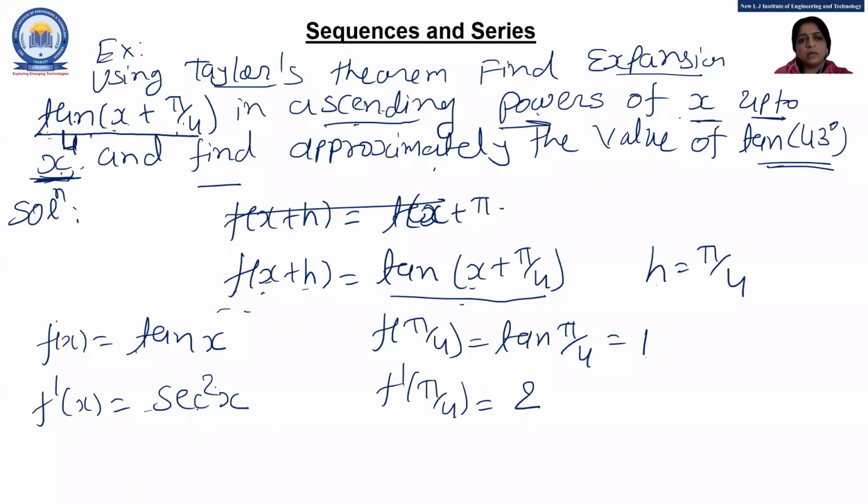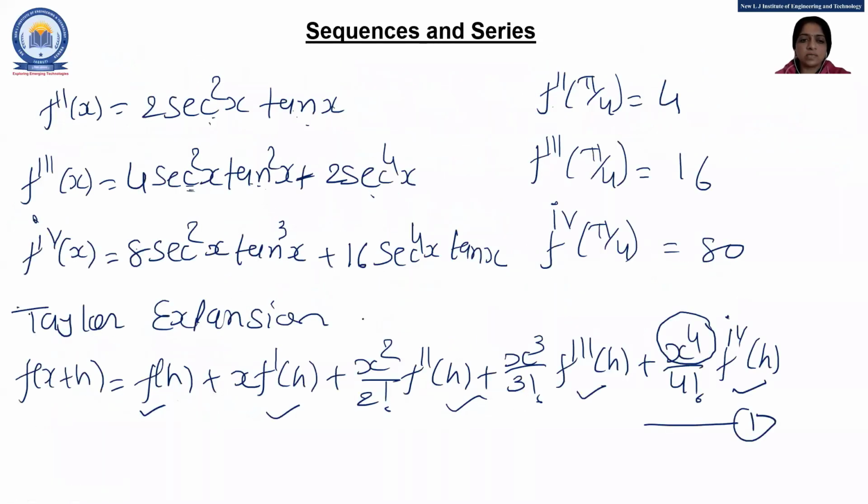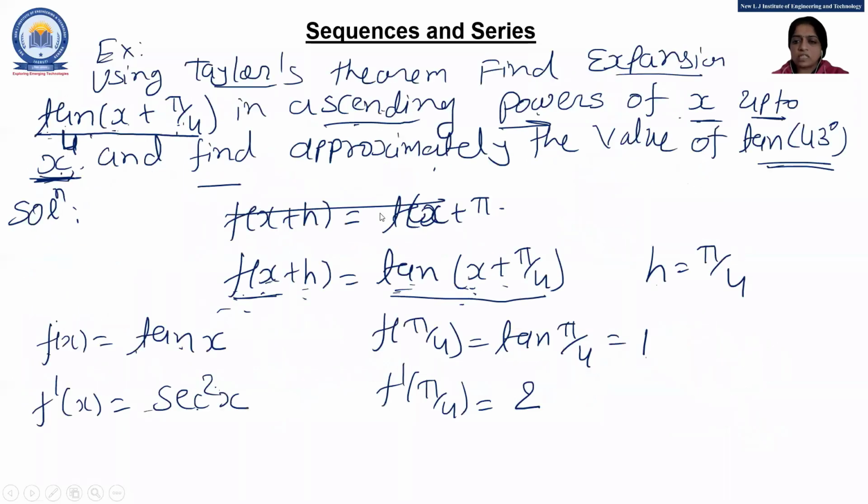So let's take a short review of this example. We want to find the expansion of tan x plus pi by 4. By comparing tan x plus pi by 4 equal to f of x plus h, the value of h is pi by 4. Now, our function f of x is tan x. So by taking derivatives of f of x up to the fourth, we will get f dash x, f double dash x, f triple dash x, and the fourth derivative. And we have the value of h as pi by 4.